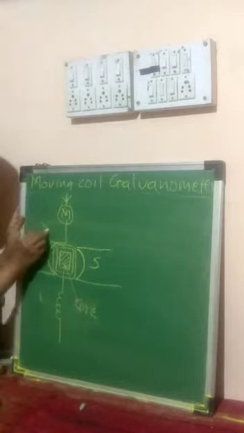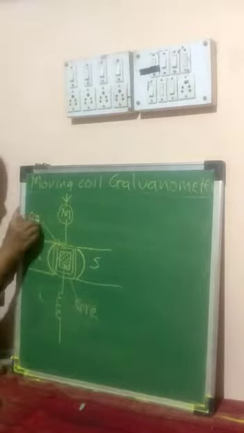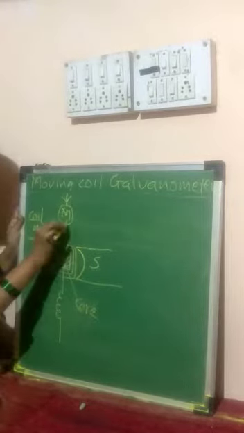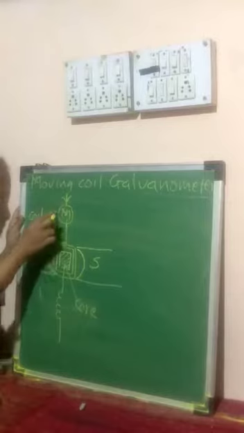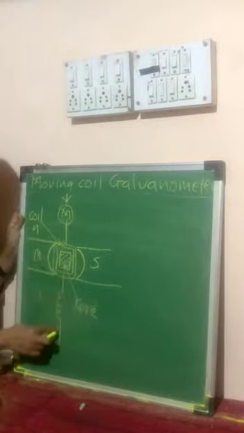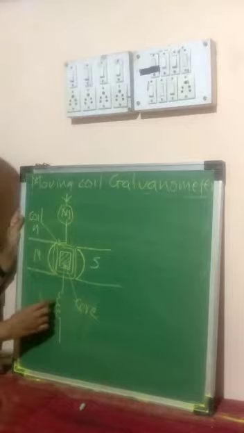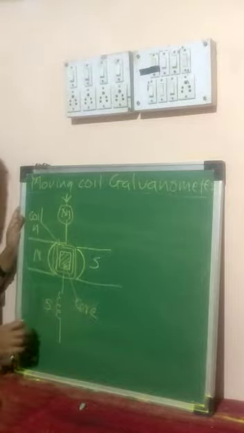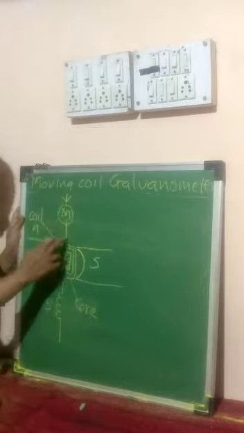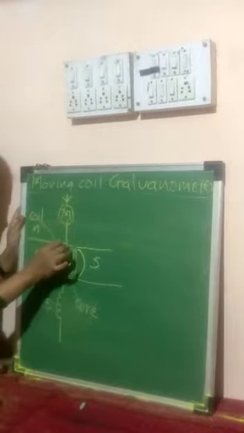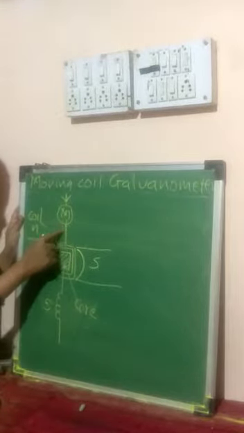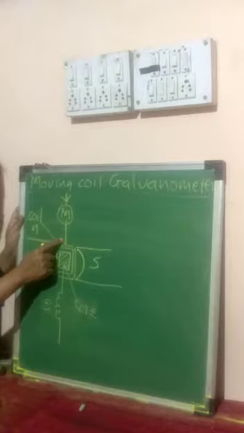Over the core this rectangular coil is wound having a number of turns, and one side of the wire of that coil is attached to a mirror, the suspension mirror, and the other side of the rectangular wire is connected to the spring, which is called a suspension spring. Now what happens here, the current will enter the rectangular coil through this fiber. This fiber is made up of phosphor bronze.